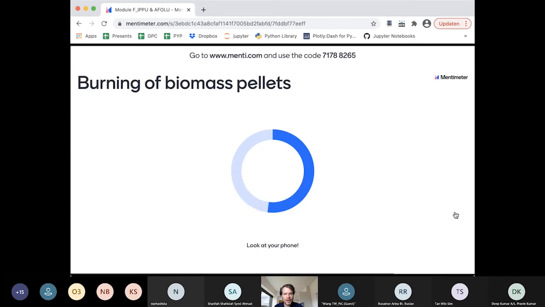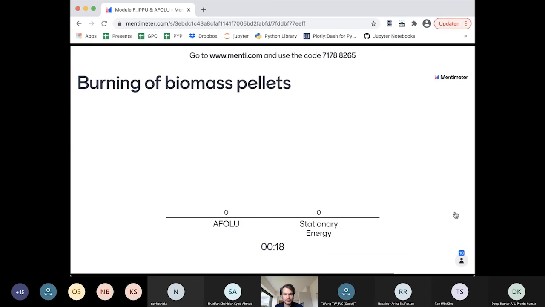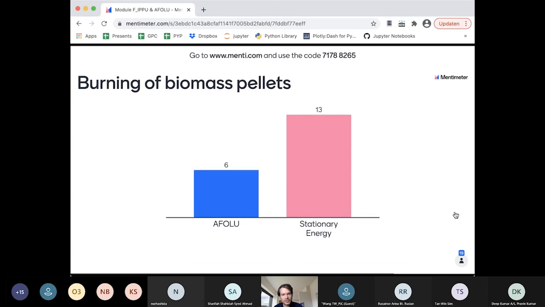The burning of biomass pellets. Pellets are manufactured bits of biomass, which you would tend to use in a big biomass plant to generate power. Is that a FOLU or stationary energy? And that is indeed stationary energy. Again, it's biomass. You report it separately, but it's the intentional burning within specific energy use, in this case power or heating or cooling.